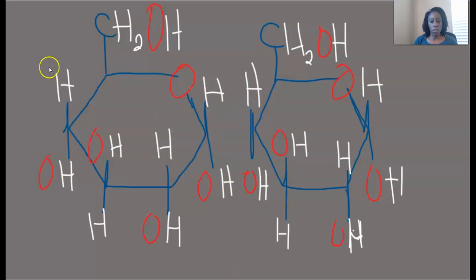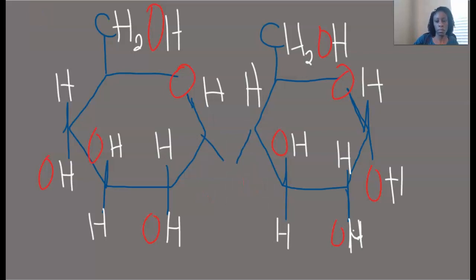So I am going to show what happens when one loses the hydroxyl group and one loses the hydrogen. Before I do that, I'm going to take away this OH here, this hydroxyl group, and then I'm going to take away this hydrogen. So what's going to be left is the oxygen. All right, so now as we can see, these 2 glucose molecules are now joined together.